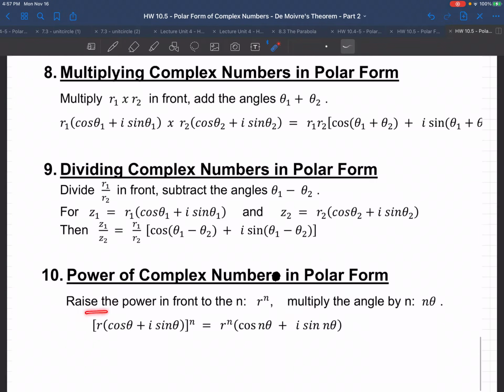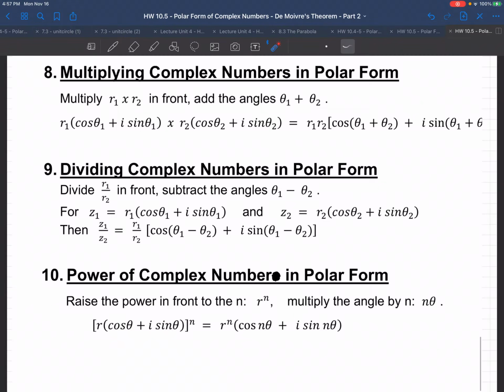How do we do it? To raise the power in front to the n, multiply the angle by n. That's simply it. In other words, if you have this complex number to the nth power, you just raise the number in front to the n, and you multiply the angles by that n. So it became the power of the number in the front, and it times the angles.